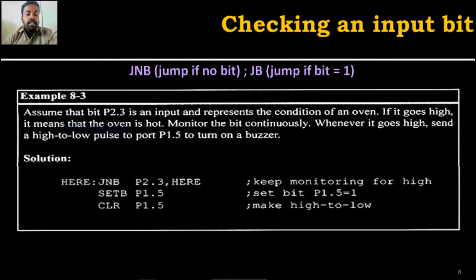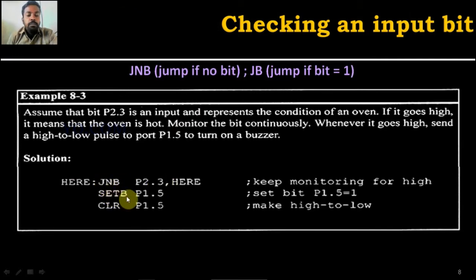Here we are considering one loop, that is JNB, jump no bit, port 2.3. Jump no bit means the port 2.3 is low, that is 0, which means the oven is at low temperature. When the oven temperature becomes high, port 2.3 receives an active high input, and at that time this loop will break.